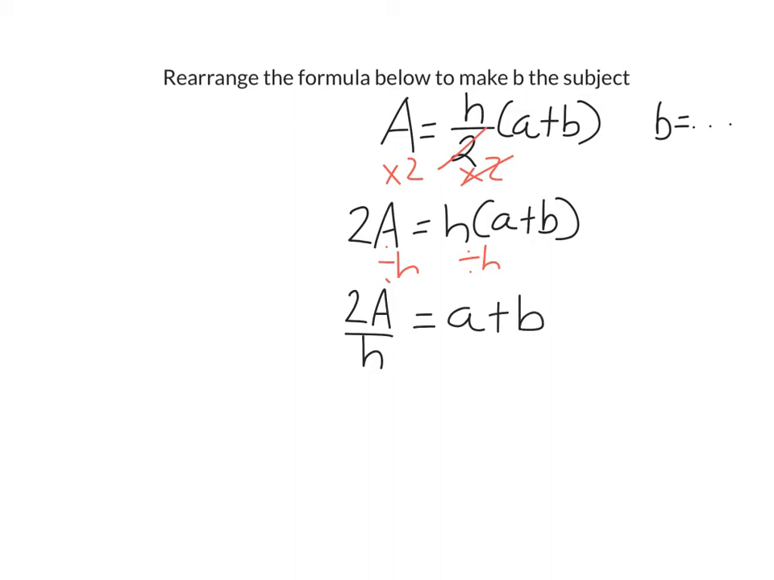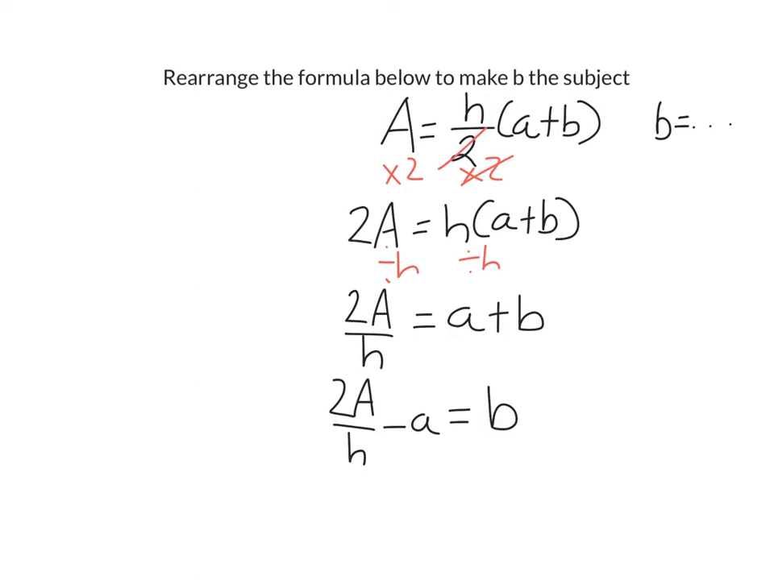Now to get b by itself, I'm going to undo adding a by subtracting little a. So it's 2A over h minus a is equal to b, and we're done. This isn't a solution, we don't have a value for b, but we've rearranged it so b is the subject.